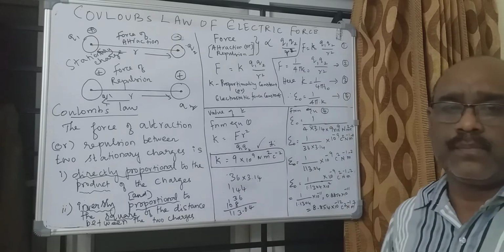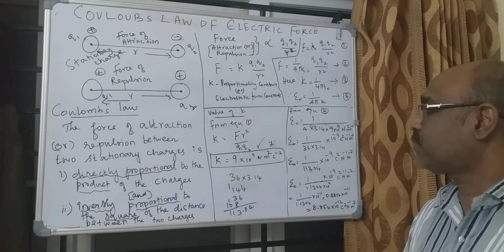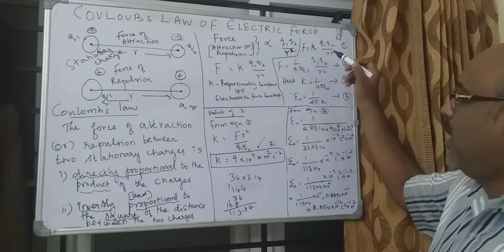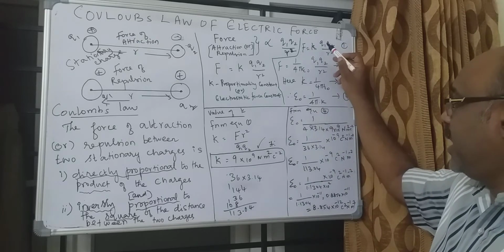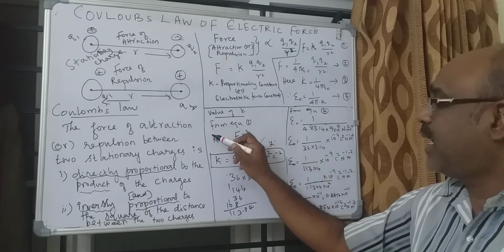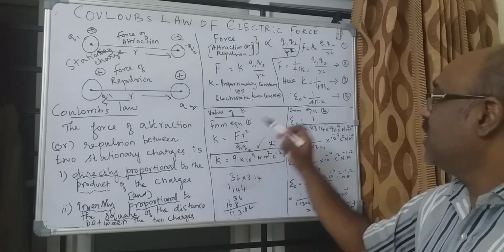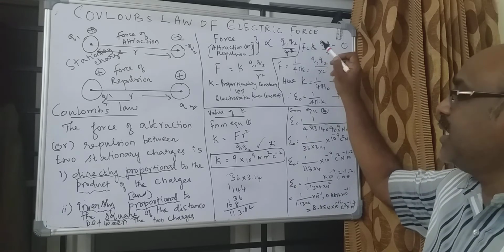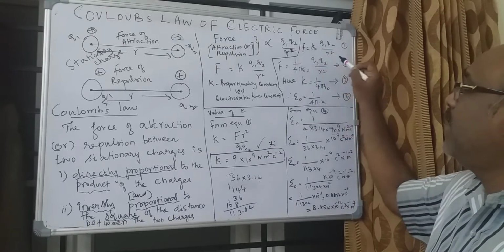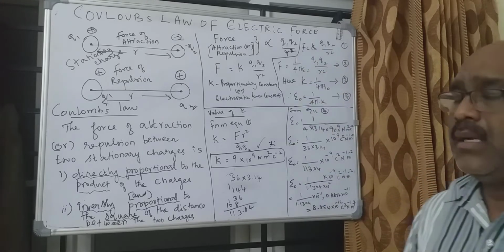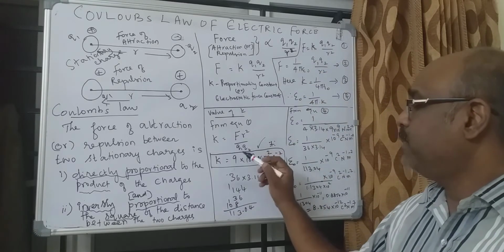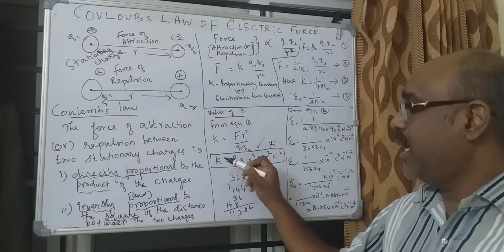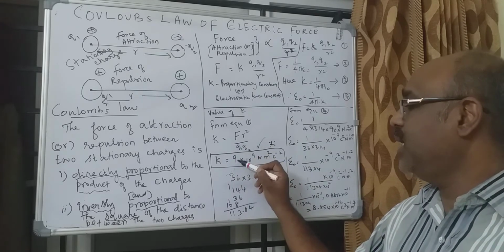So, let us find the value of k now. From equation 1, we can write that k is equal to f into r square, cross multiplying f and r square and dividing by q1 into q2. So, from equation 1, we are redefining k, that is k is equal to f multiplied by r square and divided by q1 q2. And the constant value found for k is equal to 9 into 10 to the power 9.